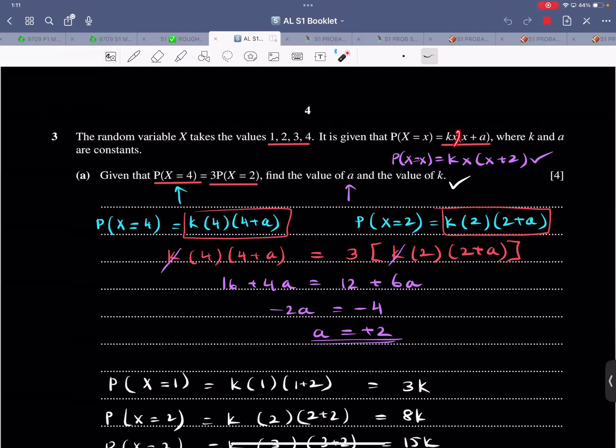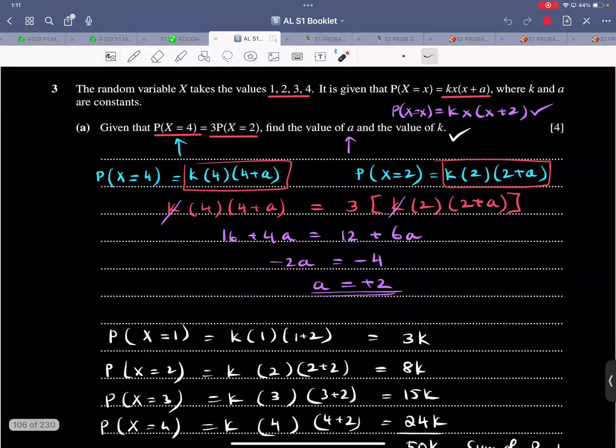So we plug in x as 4 in this equation. Probability x is equal to 4 simplifies to this. Probability x is equal to 2 simplifies to this. This probability on the left is 3 times this probability. The k cancels out. We find the value of a. That was simple basic algebra.